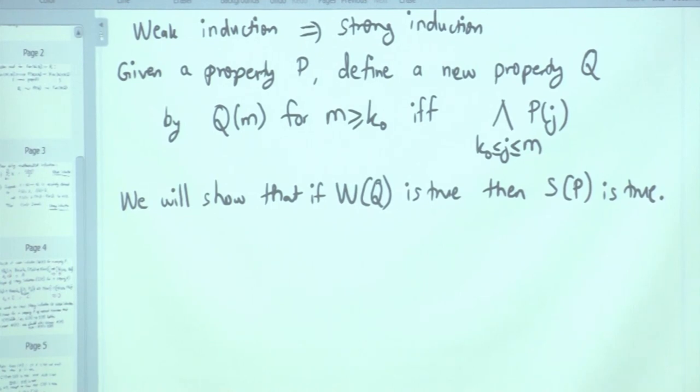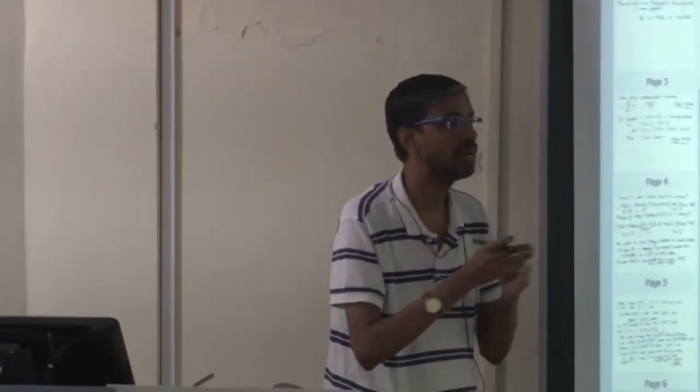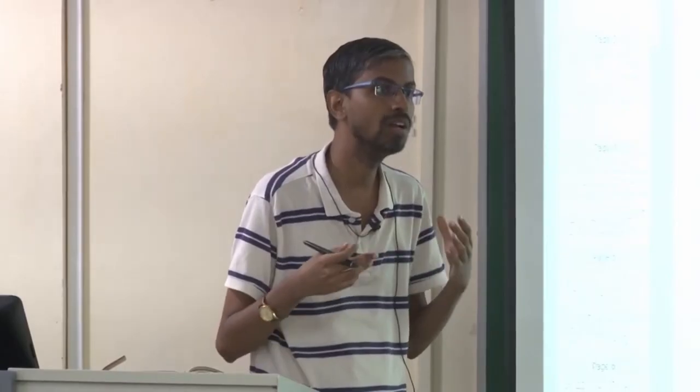See, the principle of mathematical induction is a statement which says that for all properties P of natural numbers, the statement is true. So I can choose something different. For proving property S of P, I can use a slightly modified property Q to prove the same statement, because there is a quantifier, for all properties P. For all properties P means in particular it is also true for Q. We will prove S of P, that's what you want to prove. P is given and I want to prove strong induction for P, but I am slightly modifying the property to Q, and I will assume the weak induction principle for Q.